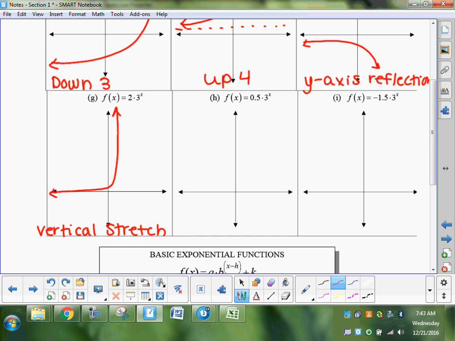And then the next one for H, this would be a vertical compression. So the y values in this case would be half of what they were before. So it's going to take it a lot longer to rise up. Whereas the other one shot up very quickly, this one's going to be delayed.